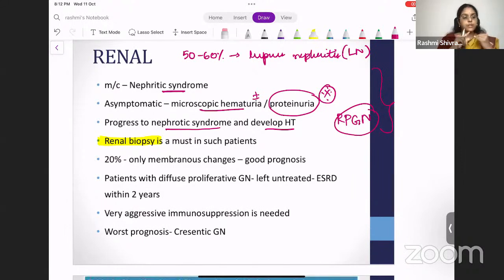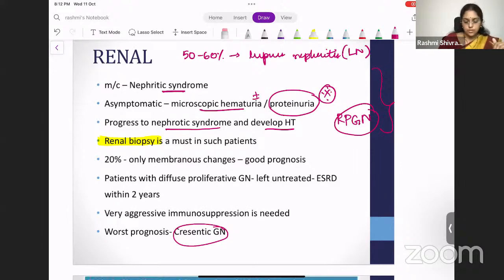Basically, when the proteinuria is more than 1 gram per day, or the proteinuria is more than 500 milligrams but has some microscopic hematuria. Microscopic hematuria plus proteinuria, or a proteinuria of more than 1 gram, then you must do a renal biopsy, right? If there are membranous changes, then the patient can have a good prognosis. But when the patient has some crescents, then the prognosis becomes worse. When you have lupus nephritis, very aggressive immunosuppression is needed, and you must get the disease under control immediately so that the complications are avoided. The complications are avoided if you treat it very fast, right?